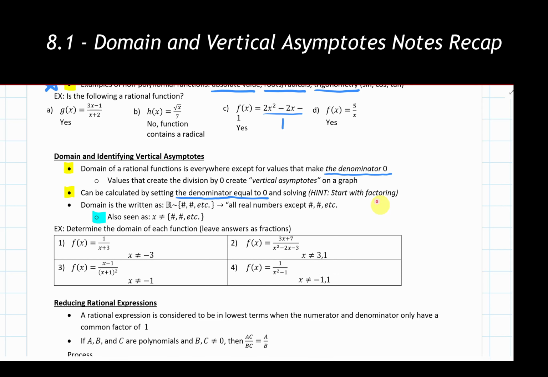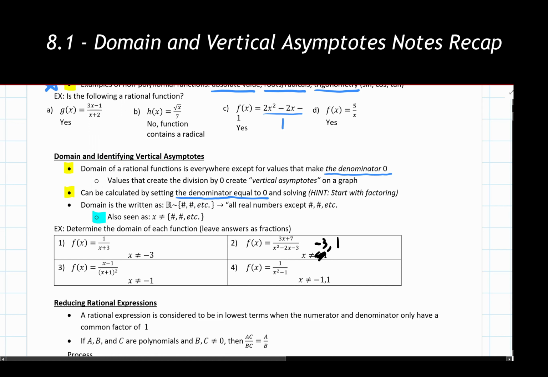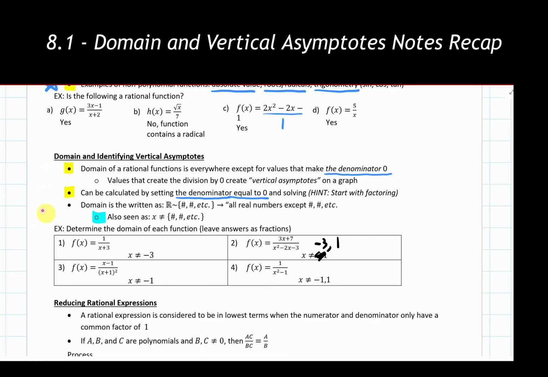There is a typo from number 2. This should actually end up being 3, -3, 1. So small typo there. But otherwise, this is our process and summary and everything that we have for going through and using the domain and range with rational expressions.